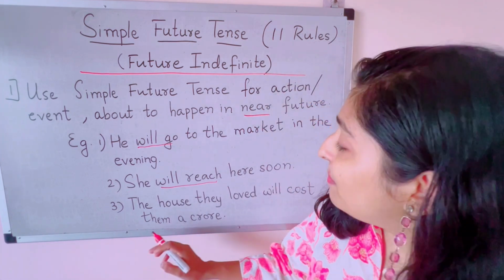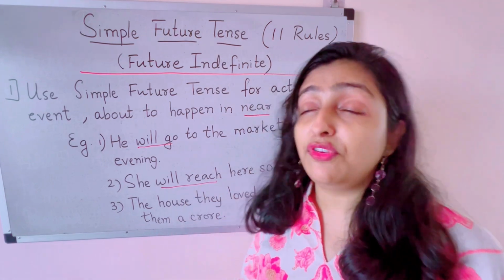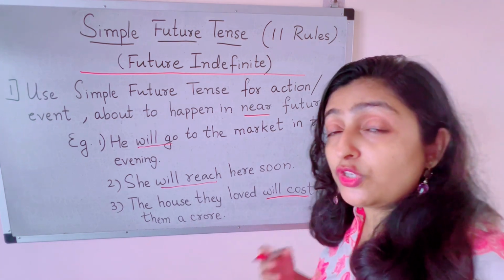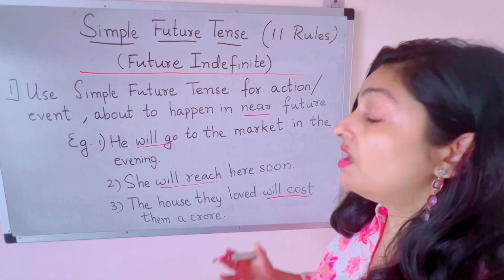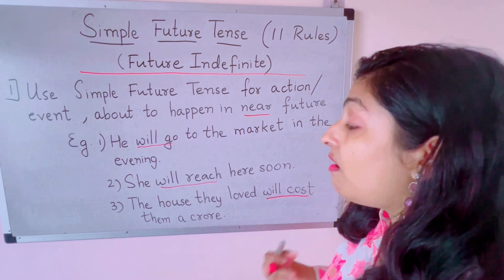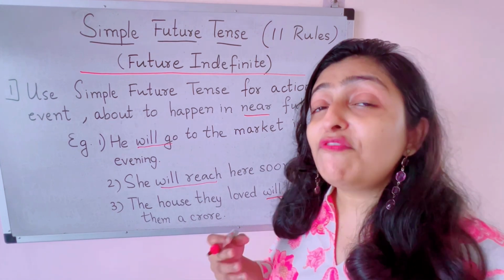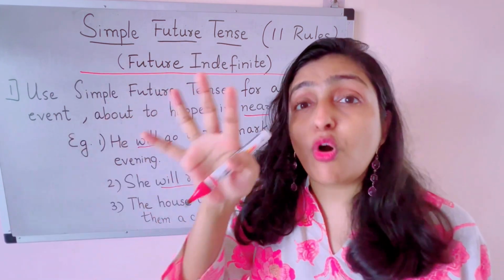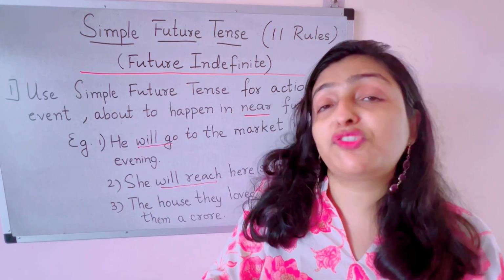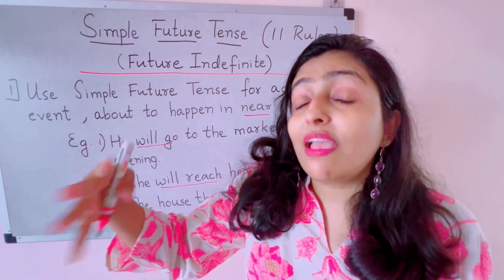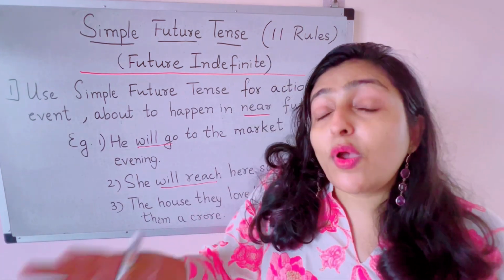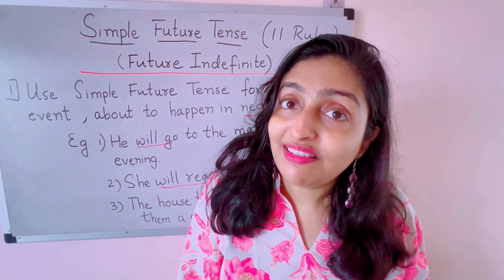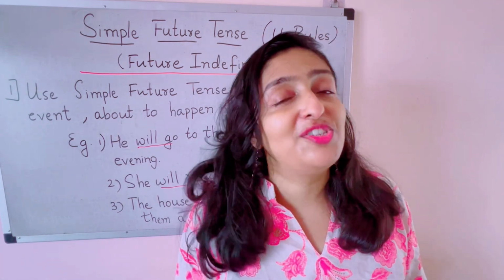Look at the third example. The house they loved will cost them 1 crore. Okay, which is a verb here? Will cost. They have not yet finalized it. They have just chalked out that plan or the design. They have not yet fixed on that house. But the house which they are going to consider in the future is going to cost them about 1 crore. But it will happen in the near future. So use simple future for such situation.